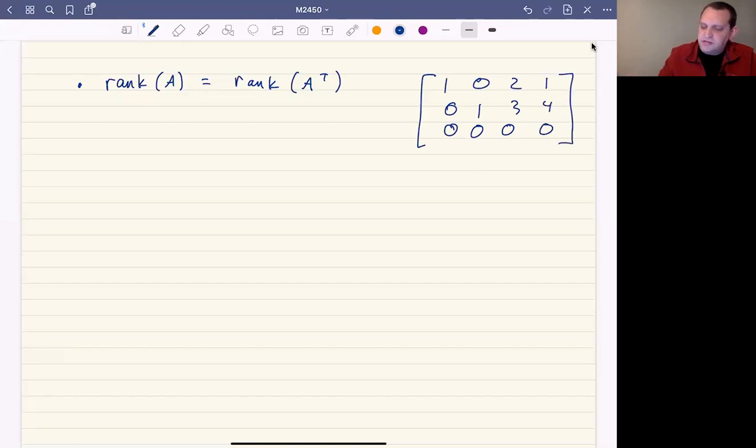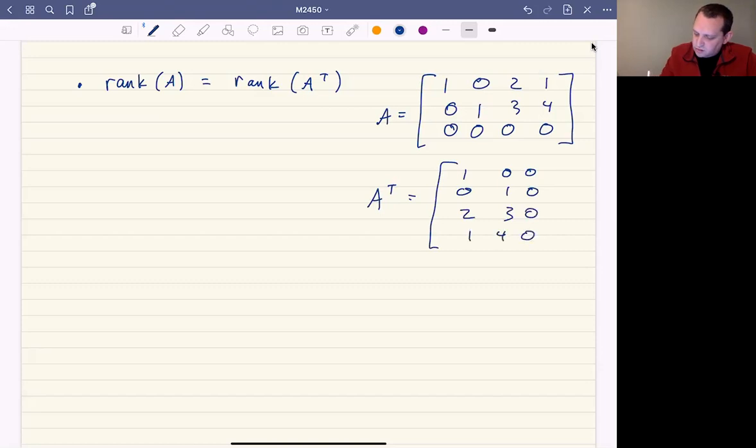So here this matrix is in reduced row echelon form. There's no way to make it look any simpler. And if you were to take the transpose of this, what you would end up with would be a matrix that's not in reduced row echelon form anymore. So let's write what this is: 1, 0, 1, 0, 2, 3, 0, 1, 4, 0.